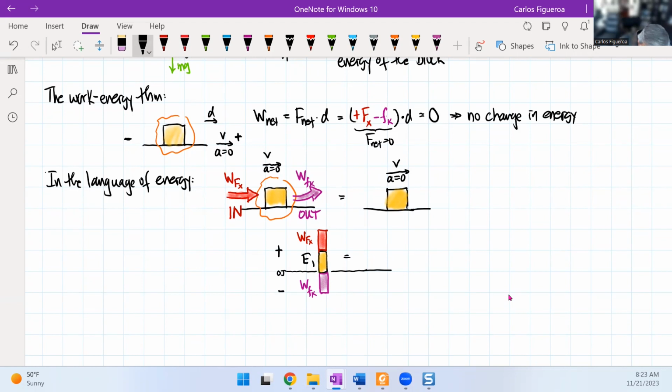So you can see here that these two guys are doing what? They are offsetting each other. The flow coming in is exactly the same as the flow coming out. And so afterwards, the energy of the system is exactly the same as before. That's what the work energy theorem tells you if it's in dynamic equilibrium.